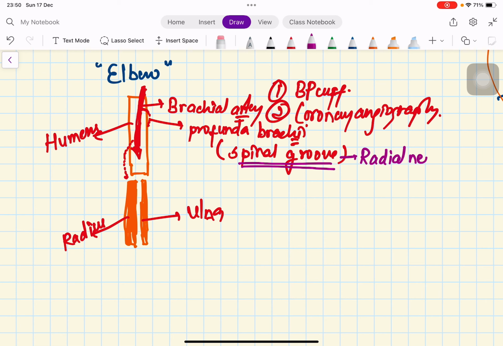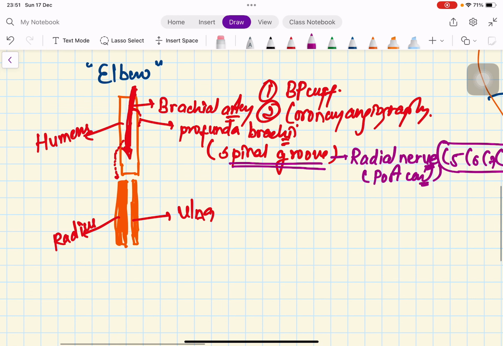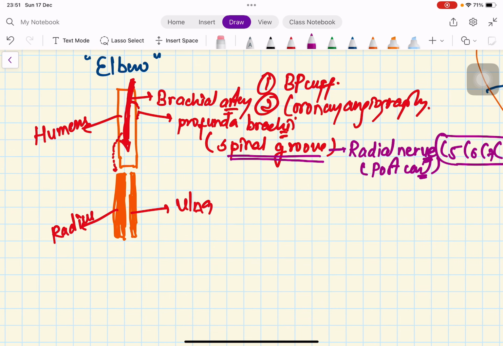The radial nerve originates from where? Medial, lateral, or posterior cord? Yes, it originates from the posterior cord of the brachial plexus, and it has the root values C5, C6, C7, C8, and T1. Leave it. I will definitely describe it in subsequent lectures. But for this time, this brachial artery has given the profunda brachii.